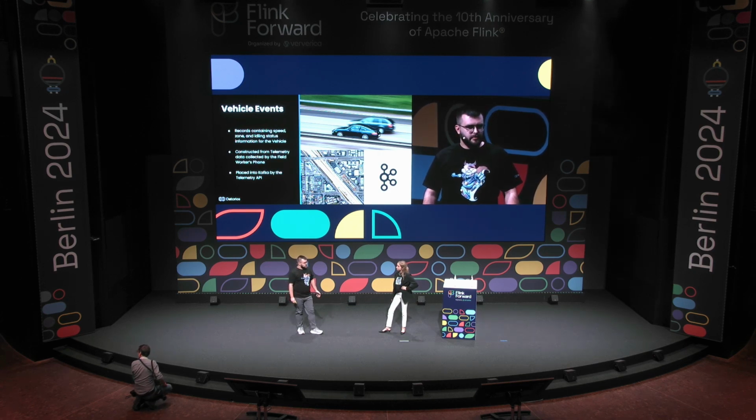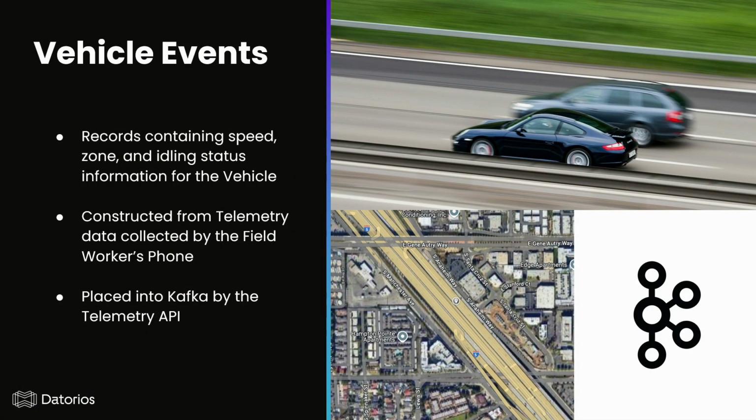These telemetry events are then used to calculate the speed and the idle status of the vehicle, and also enrich which zones the vehicle's in. The API then constructs the new vehicle event with all this information and then places it inside of Kafka. The telemetry API also places its raw telemetry events inside of a different Kafka stream so they can be written by another Flink pipeline to an Iceberg table.